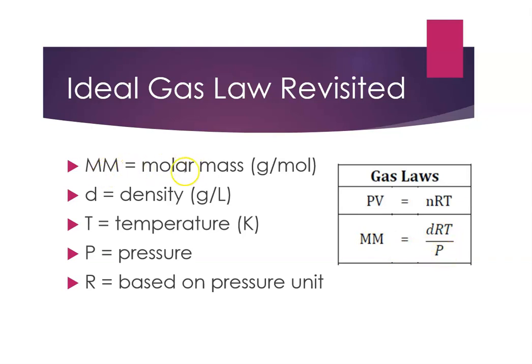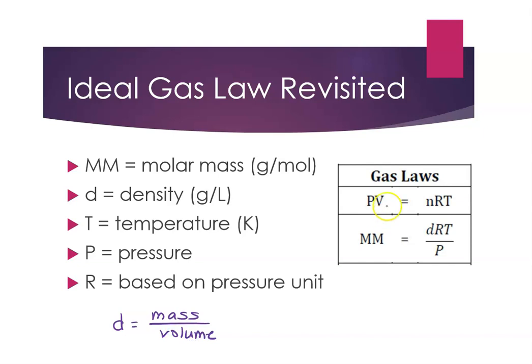So here, MM stands for molar mass, d is for density, T is for temperature, still in Kelvin, and then pressure is whatever it is, and R is based on pressure. Molar mass is measured in grams per mole, and density is measured in grams per liter. If you are not given the density, then you can easily solve for it because density is just mass over volume. So it's an easy enough calculation to do.